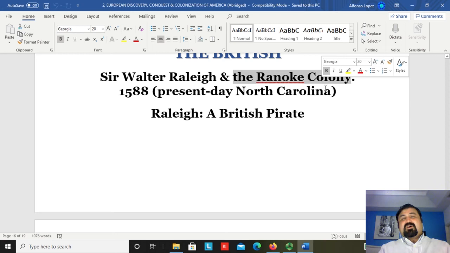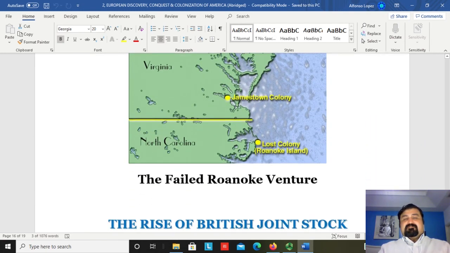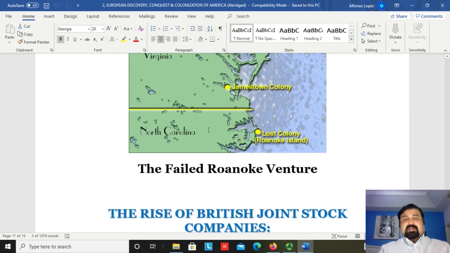and he's going to attempt to build a colony on an island called Roanoke, in what today is the state of North Carolina. Again, this is North Carolina. There's a little island called Roanoke. There's like 100 people that come over in 1588, and many of them are pirates, by the way.